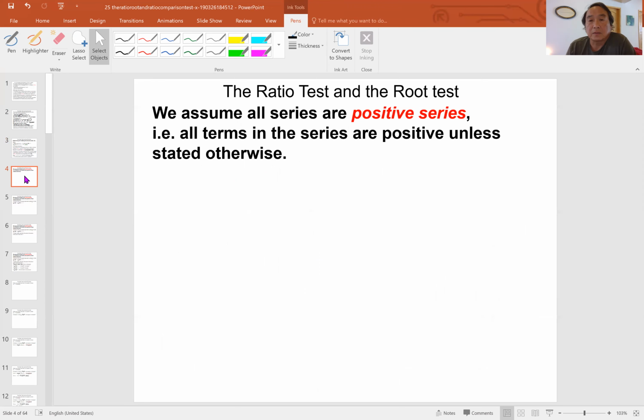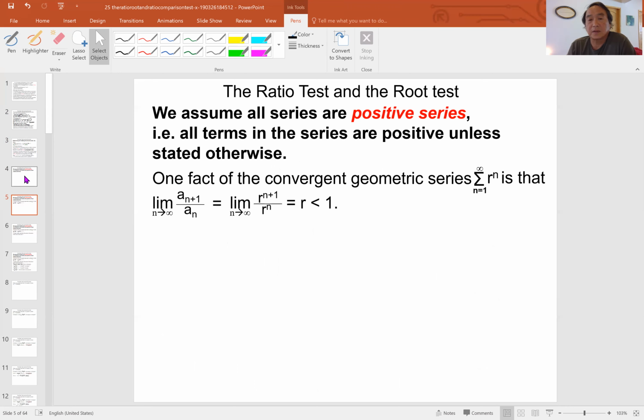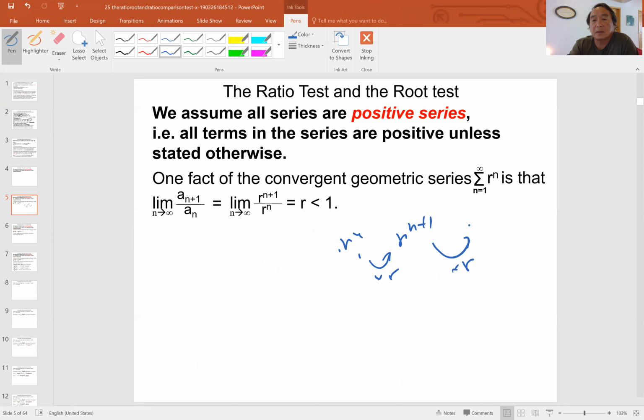The root and the ratio test. Okay, so again, remind you of the positive series. The one thing about geometric series is that the ratio between two terms is fixed. So I have r^n, and then to get the next one, I multiply by r, r^(n+1), times r again, to get r^(n+2).